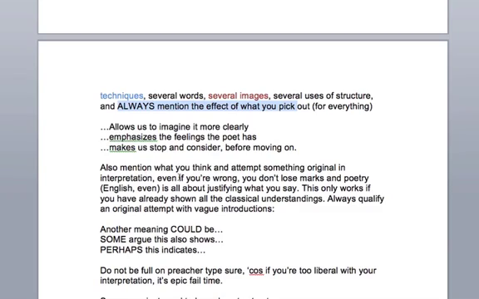We'll also mention what you think and attempt something original. So make sure to mention what you actually think. "It makes me think about" is always good. And then try and actually mention something original.